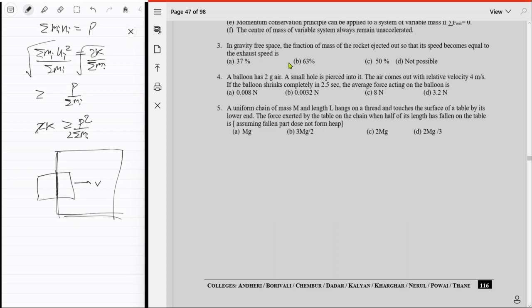Huh? It ejected out so that it becomes. Wait, what? Fraction of mass of the rocket ejected out so that its exhaust speed. Something's not right about this. Okay, the speed. So it should be 50% of mass that should be ejected out so that, yeah, and that should be doing it, right? The mass of the rocket ejected out. So it should be 50%, of course.